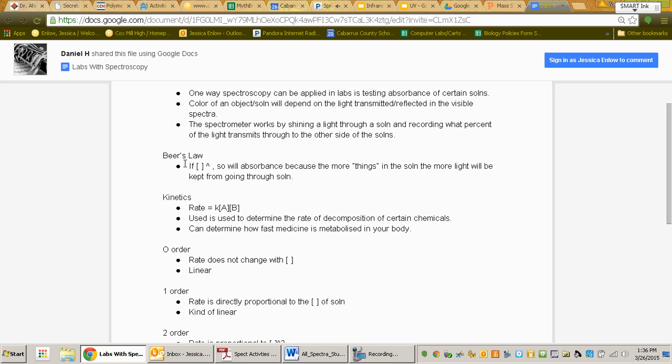They had to find applications of this in the lab. Our purpose was to tell you how Beer's law and kinetics are applied to the lab, and also go over first order and second order. So, basically, okay, I'll just go.